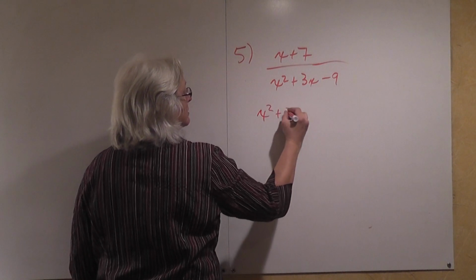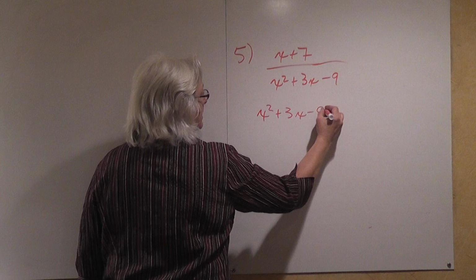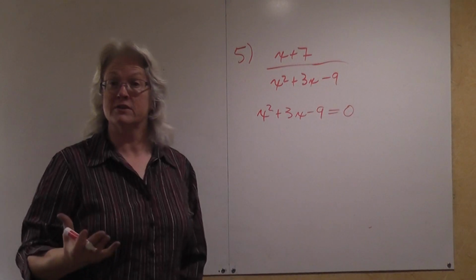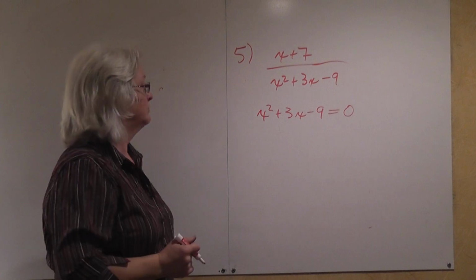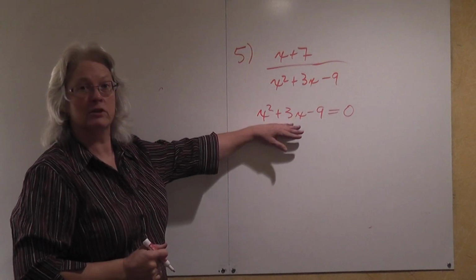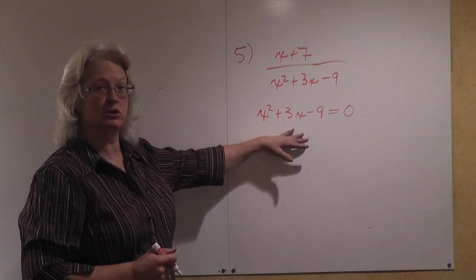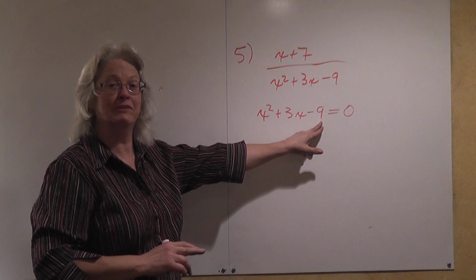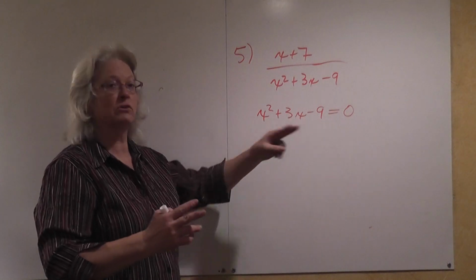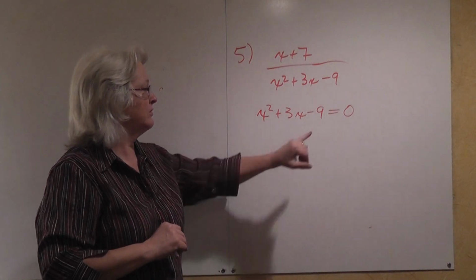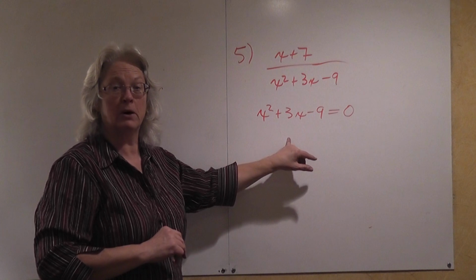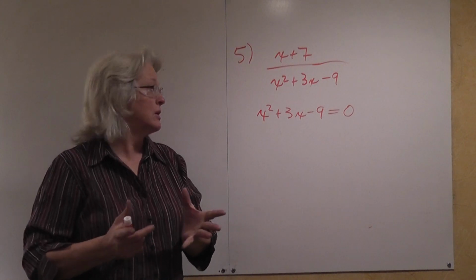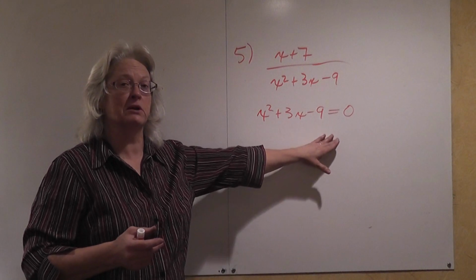x squared plus 3x minus 9 is equal to 0. And all of a sudden we have a factoring problem. Well, can we factor this by inspection? Are there two factors of negative 9, that when you multiply them together you get negative 9, but you get a positive 3? No, there aren't. So you cannot factor this by inspection.